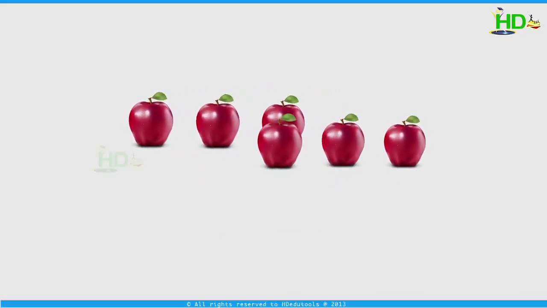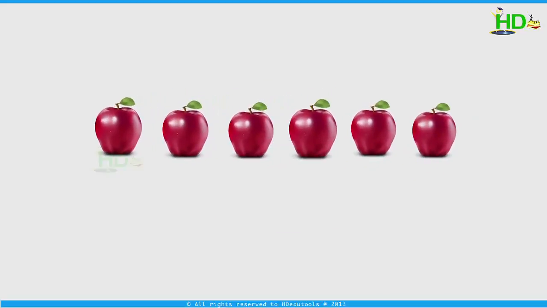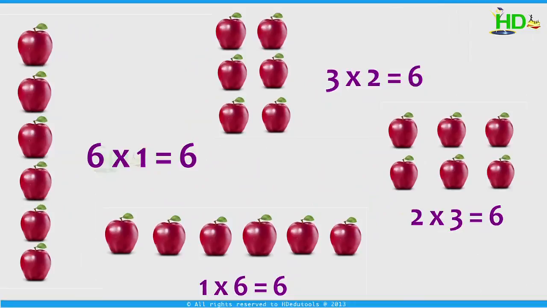In the fourth way, we can arrange 6 apples in each row. That means that we can arrange in only one row. Therefore, the total number of apples is equal to 1 into 6, that is equal to 6. Now, these are the only possible arrangements using all the 6 apples.